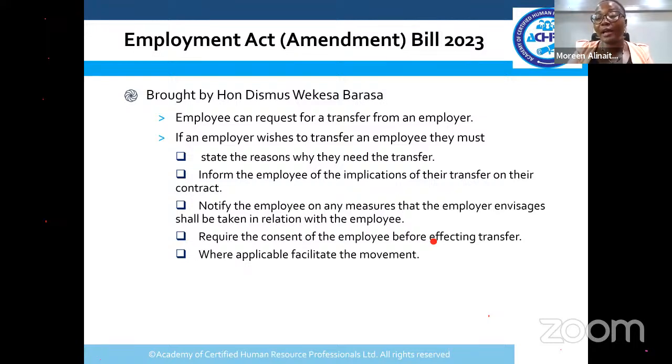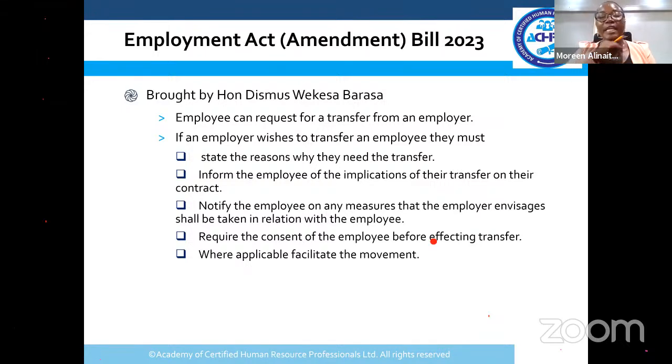Now the employer can receive a letter from the employee saying, I want a transfer, and I prefer to be transferred to Busia. Why? That employee must give a good reason why they need the transfer. The employer must inform the employee of the implications of their transfer on their contract.